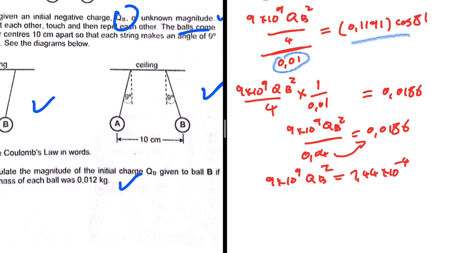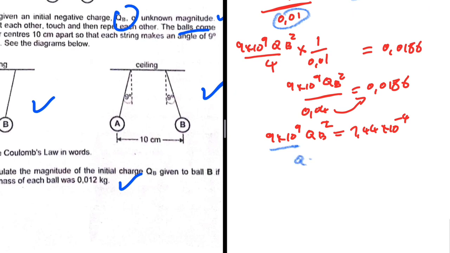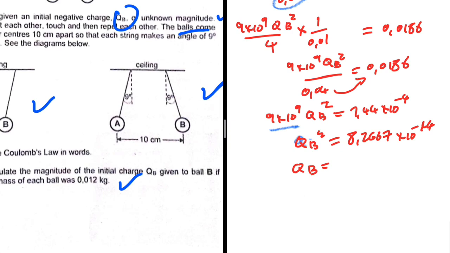I'm going to divide both sides by 9 times 10 to the power 9. So divided by 9 times 10 to the power 9, I get QB squared being equal to 80.2667 times 10 to the minus 14. Now I take square roots on both sides. So let me go ahead and do that. I get 2.8752 times 10 to the minus 7 coulombs. So there we go.